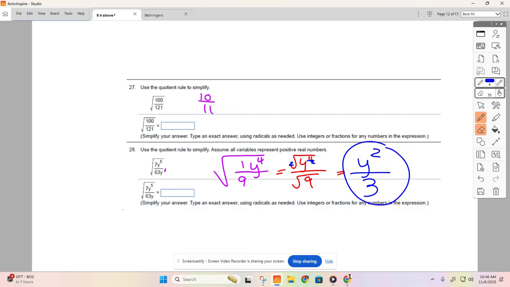So, if you're lost, I reopened the homework. Try to do the homework again, especially if you did not do it, because the more you practice these, the better it clicks. I promise. What's on the top? So this was a 4, so it was y to the fourth, but when I take the square root of it, what I did was I divided by 2 to get it out.